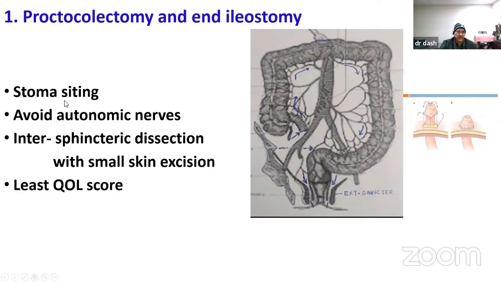Important steps are that stoma siting is very important, and avoid autonomic nerves by staying very close to the rectum. We can go through the mesorectum. It will be a little bit bloody, but you can do proper hemostasis. Better go through the mesorectum and do an intersphincteric dissection with a very small skin excision from outside. And meta-analysis shows that proctocolectomy and end ileostomy has the lowest quality of life score among the 4 procedures that are described for the elective setting.